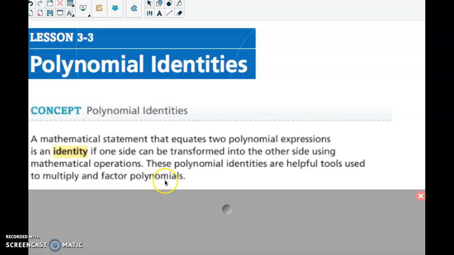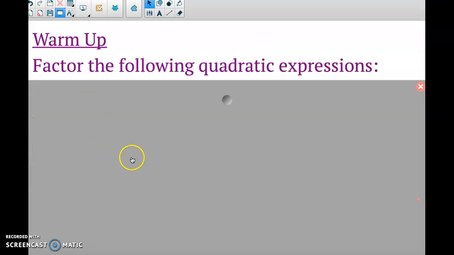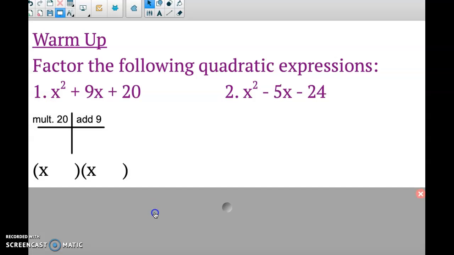We're going to focus on factoring today. So let's start with a warm-up here on factoring the following quadratic expressions. So it's probably been a while since we factored, right? So I'm going to go over the first one together. Remember, if it looks something like this, x squared plus 9x plus 20, I want to factor it, means I want to get it into this form. Okay, so I'm going to need two numbers that multiply to the c value, which is 20, and add to our b value, which is 9.